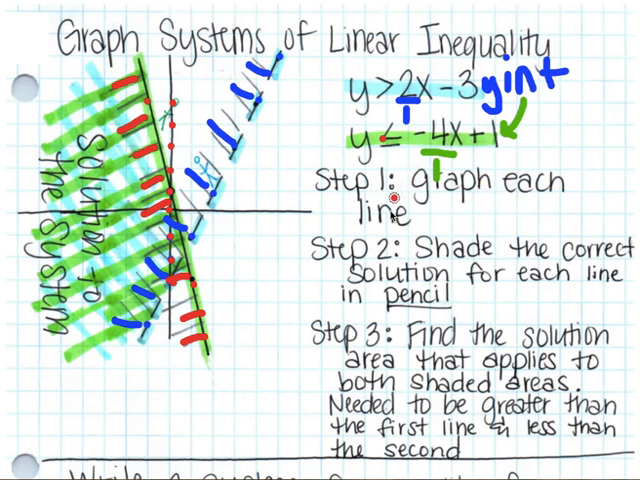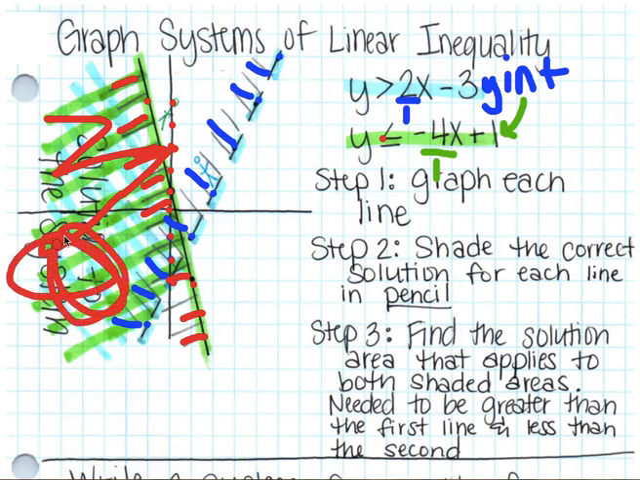Notice the steps. We already graphed both of the lines. Shade the correct solution. We did that. Step 3, find the solution area that applies to both. So since it's a system, it's where both of them are true. That's why this area over here is the shaded area, because it's where it's greater than the first line and less than the second. If it was in this area right here, it would be greater than, and so on. So that's why this is called the solution to the system, because that's where both of them are shaded.